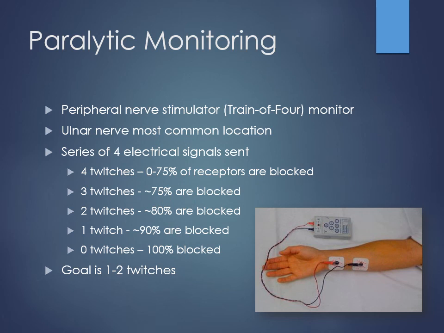Just know that we are testing for how many twitches there are, and based on that, you'll see just how paralyzed they are. If you see 0 twitches, that means they're very, very paralyzed. Do you need them to always be at 0 twitches? No, sometimes you just need them paralyzed just enough to get them synchronized with the vent or whatever. Typically, you do not want to see 0 twitches. Usually 1 to 2 is going to be fine for most patients.